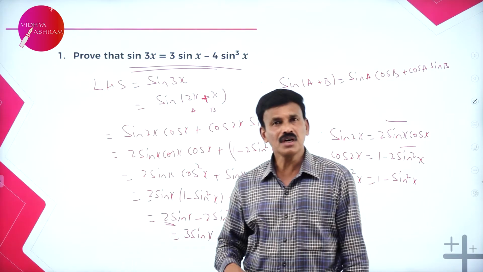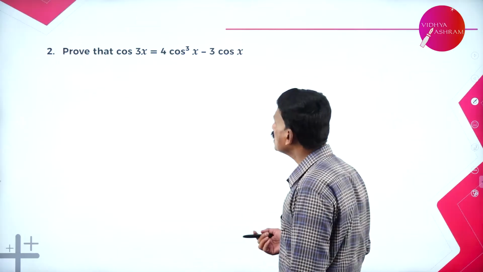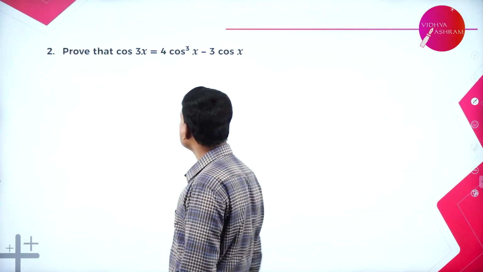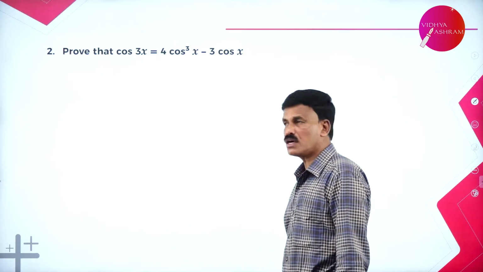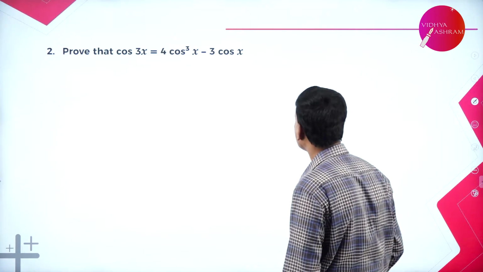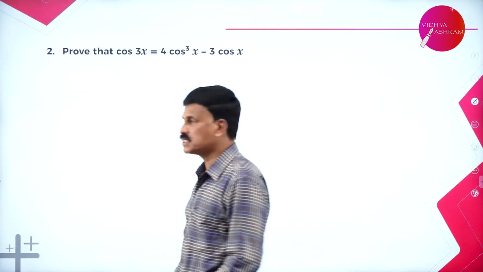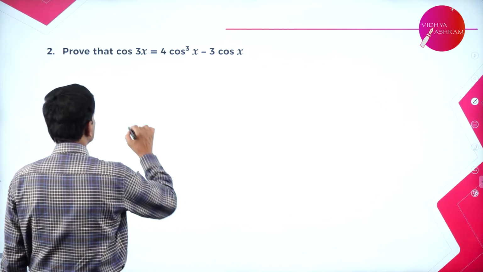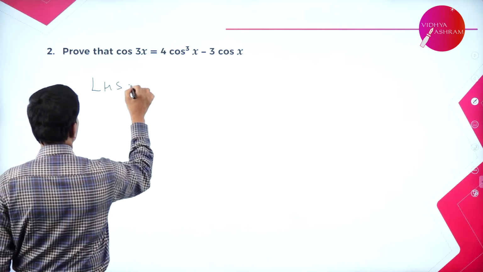Okay, that's it. Now, let us come to the next one. Similarly, prove that cos 3x is equal to 4 cos cube x minus 3 cos x. Now, let us take the LHS, same type.